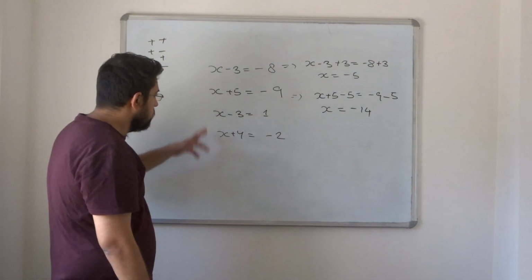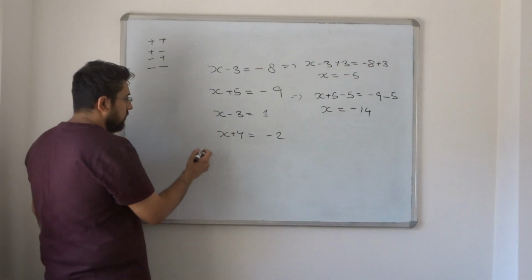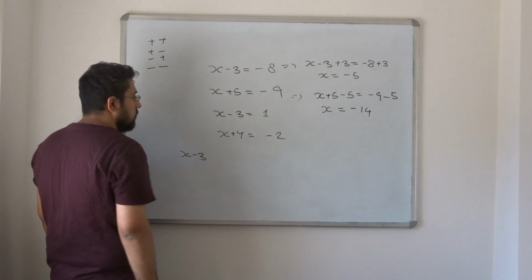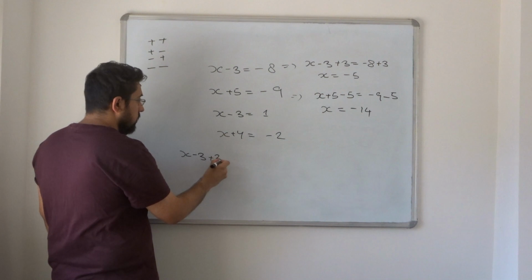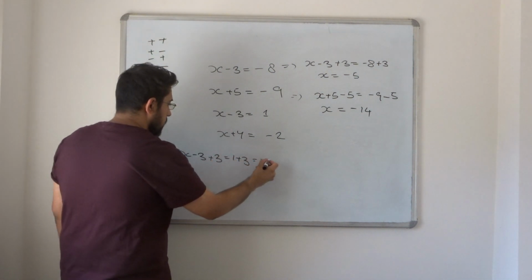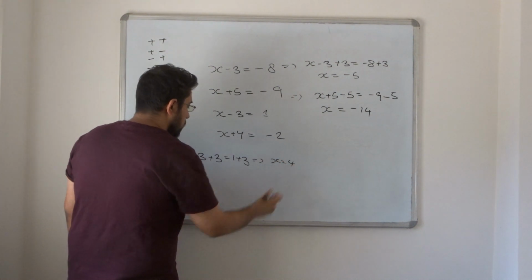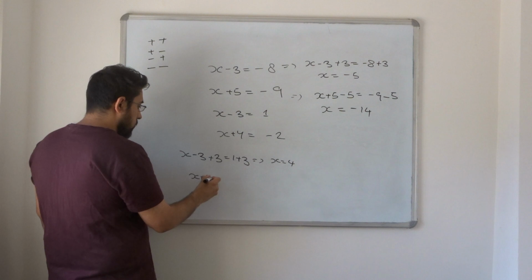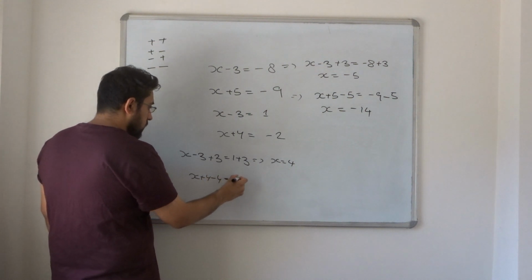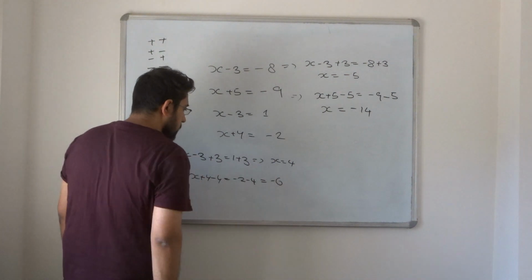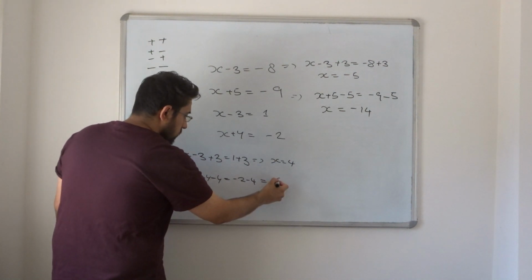So let's do these two down here. I don't want you getting confused now. Okay. So here you have minus 3. Again you have plus 3, which equals 1 plus 3, where x is equal to 4. Okay, and then you have x plus 4, x minus 4, negative 2, negative 4 equals negative 6. Okay, negative 6. Let's just put it there.